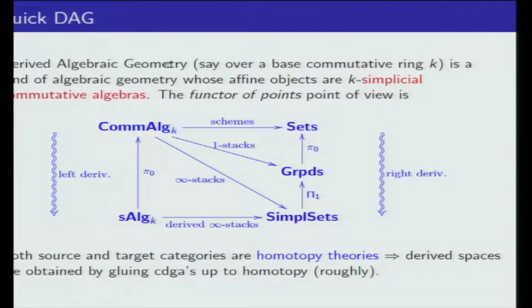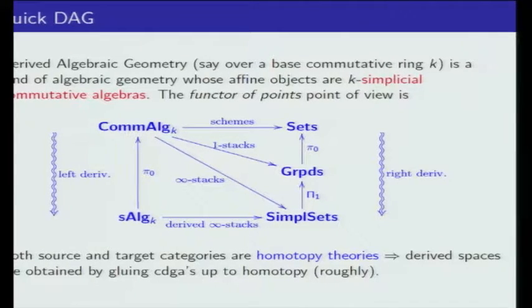Okay, so quick introduction to derived algebraic geometry. This is the diagram that I use to explain roughly what derived algebraic geometry is. You start with commutative algebras over K, and then we know that schemes are described as functors of points, functors from commutative algebras to sets. If you want to classify objects which have automorphisms, then you have stacks, which are functors to groupoids. And if you want to classify objects that have higher automorphisms, like perfect complexes on a scheme, you have to move to infinity stacks, which are functors from commutative algebras to simplicial sets.